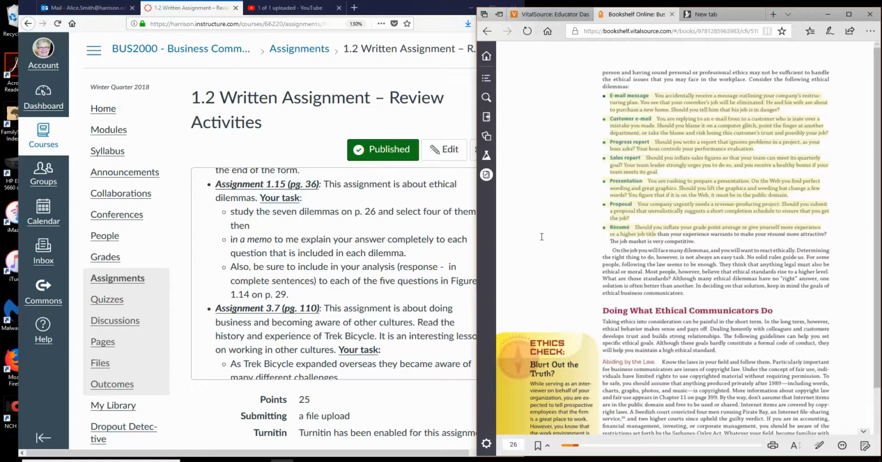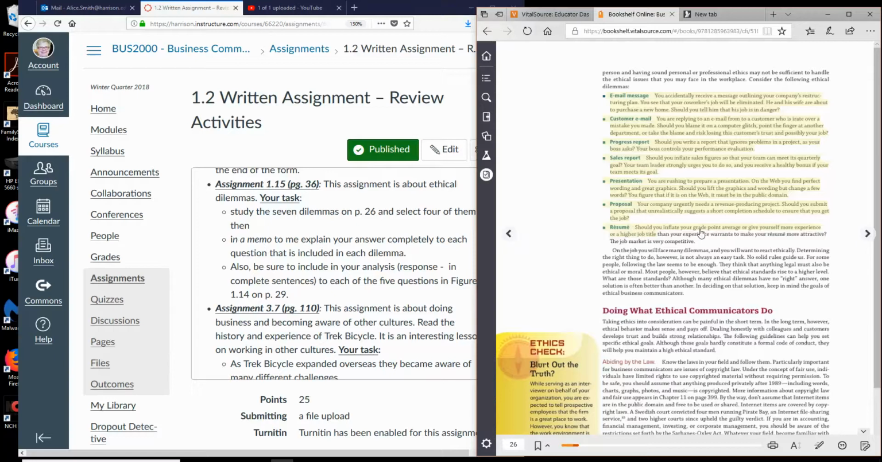Respond in complete sentences to each of the 5 questions. So first off, you're going to answer that. Should you, it's about ethics, okay? So you just answer. Do you think you should inflate your grade point average or give yourself more experience or a higher job title than your experience warrants, just to make your resume more attractive? That's the first thing you do. First thing, answer these questions. All right, so that's the very first thing.